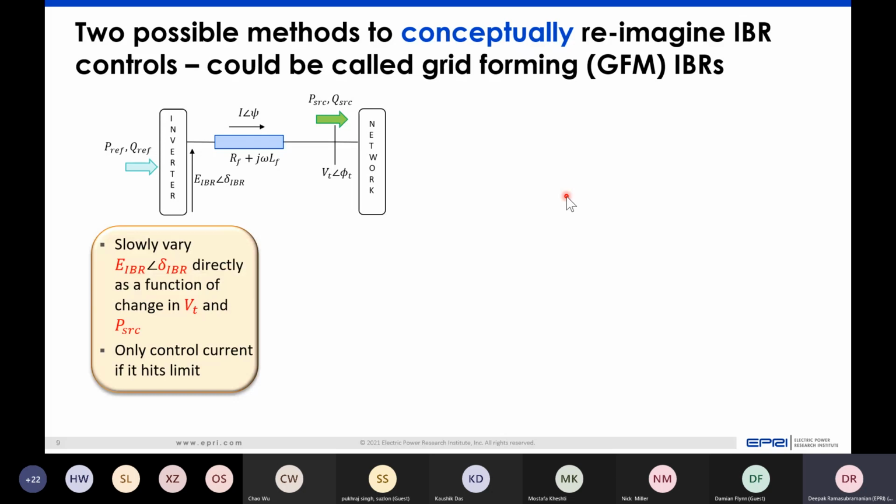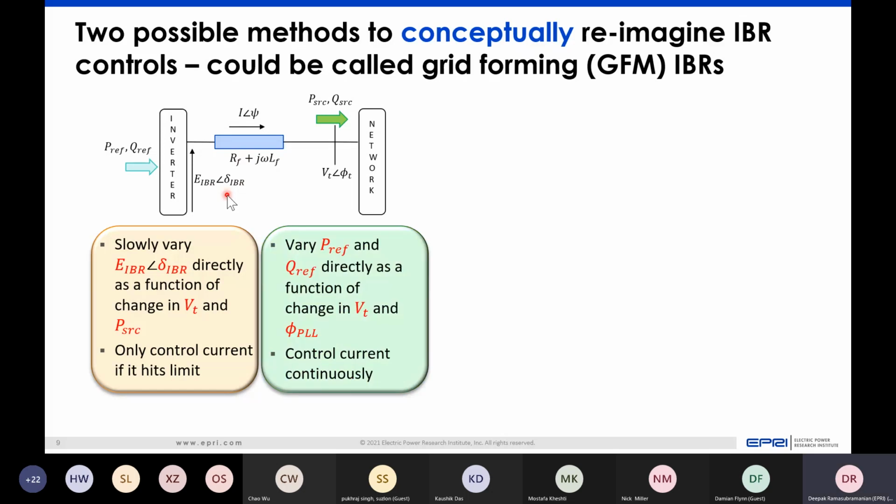can talk about in terms of conceptually reimagining the way inverter-based resource controls are created, are actionable, and so on, is just not allow the E at an angle delta to vary fast. The whole issue was that we wanted E at an angle delta to vary fast. Just let's not allow that. Let's allow it to vary slowly as a function of voltage or power. What that will result in is you will lose instantaneous control of current. You can only get control of current in a really fast way if your current hits its limit. If you still want to maintain tight control of current, you cannot have this relaxation. You can still have it to a certain extent, but there are limits to which you can have this relaxation.